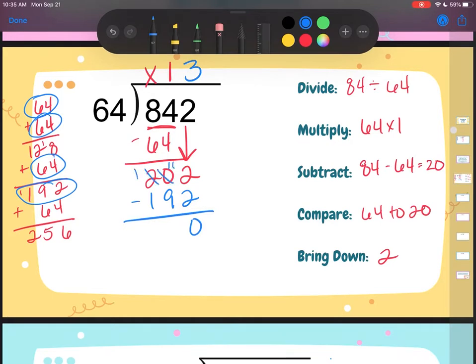Can't do 0 minus 9, so I got to borrow. Turn that into 10, and I end up with 10. So my answer would be 13, remainder 10 as my final answer.